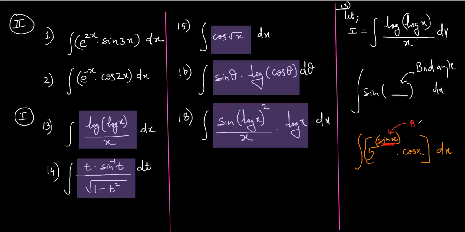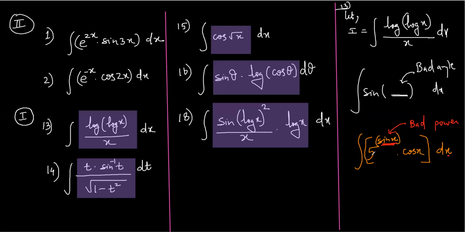It's a bad power because I would like to have 5 raised to x. Why should I have 5 raised to sine x? I'm integrating with respect to x, so I would like to have here 5 raised to x. So if I'm having something other than x in the power, I call that a bad power. So as we have the concept of bad angle, bad power, look at this.